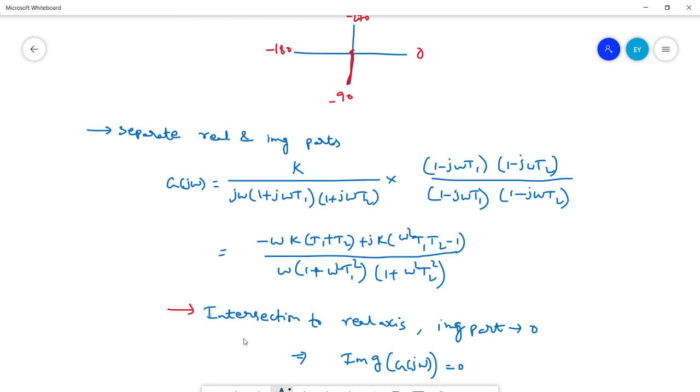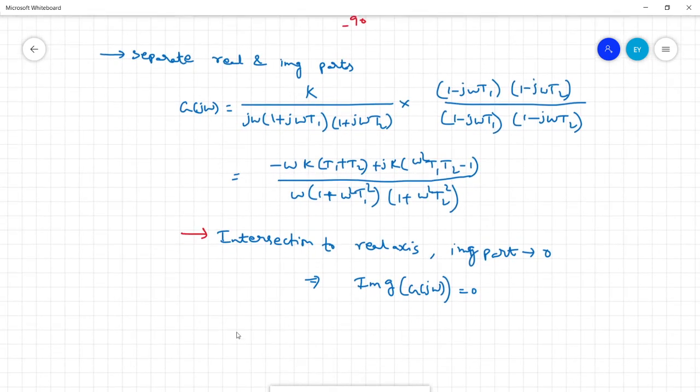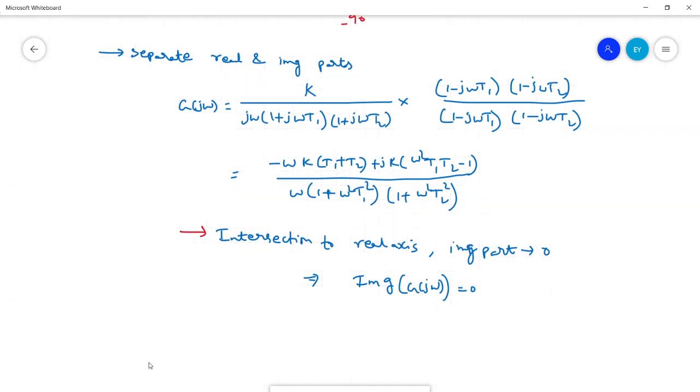This is the expression you get. Just to save some time, I derived it and kept it ready. What we need to do now is separate the real and imaginary terms. How you get G of j omega is given in this expression, where I can take the constant as 1.